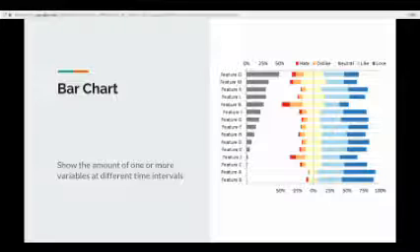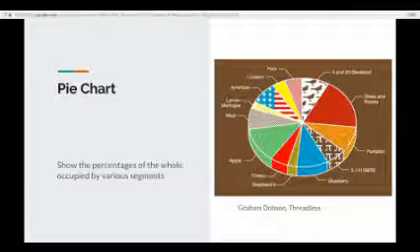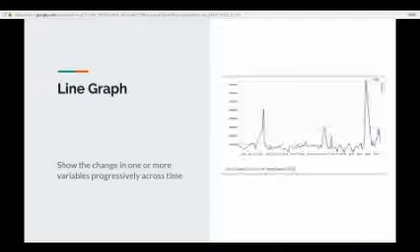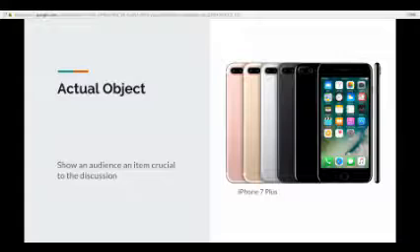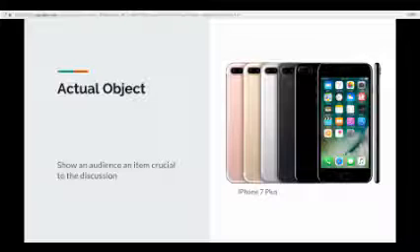A bar chart is going to show the amount of one or more variables at different stages or different things. So this specific bar chart shows percentages of features that are hated versus loved. A pie chart is going to show the percentages of the whole occupied by various segments. A line graph is going to show change across time. And then an actual object is going to show an audience an item that's crucial to the discussion.